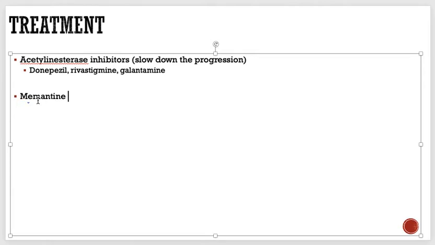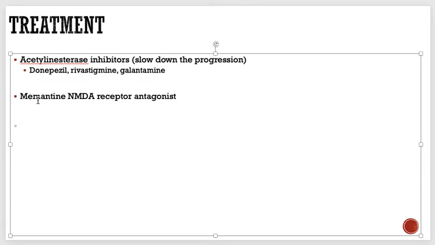One more drug which is there is called memantine. Okay. So what is memantine? It is basically an NMDA receptor antagonist. So memantine is an NMDA receptor antagonist. And what is NMDA, by the way? It is the N-methyl D-aspartate receptor. So this drug can also be used.